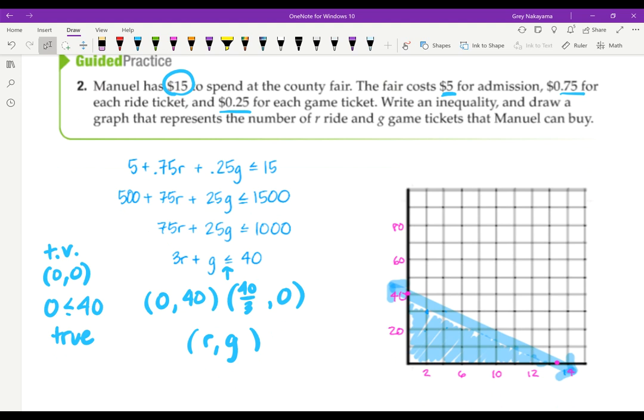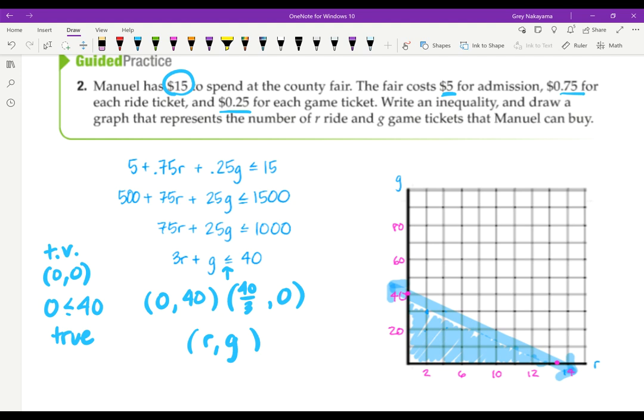Okay. One thing that's really important, I just labeled the axes, but it would help also to write down this, of course, is the number of ride tickets, and this is the number of game tickets. Okay. 0, 40, there's that intercept. And then 40 over 3 is a little bit past 13, 13 and 1/3. Then that is my intercept of my R. Okay. We talked about it being a solid line because it's equal to, and we talked about the fact that 0, 0 is going to be shaded, so we're shading this way.